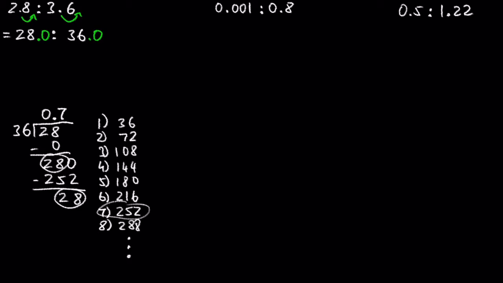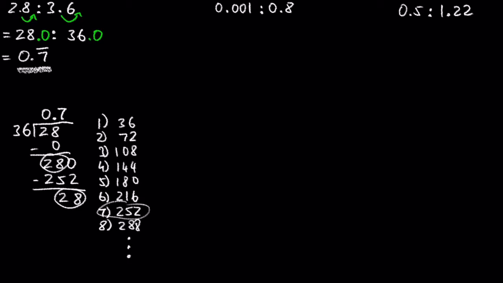So 28 divided by 36 is 0.777 repeating. In other words, 2.8 divided by 3.6 is 0.777 repeating. And we're done with this problem.